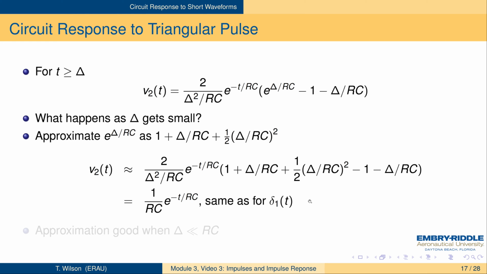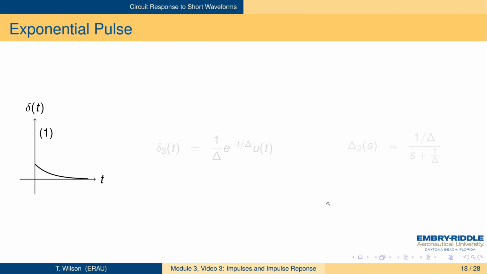So you put in a square pulse, you put in a triangular pulse, as long as they're short relative to the time constant of the circuit, you get the same thing out. Let's beat this horse to death. Here's an exponential pulse.